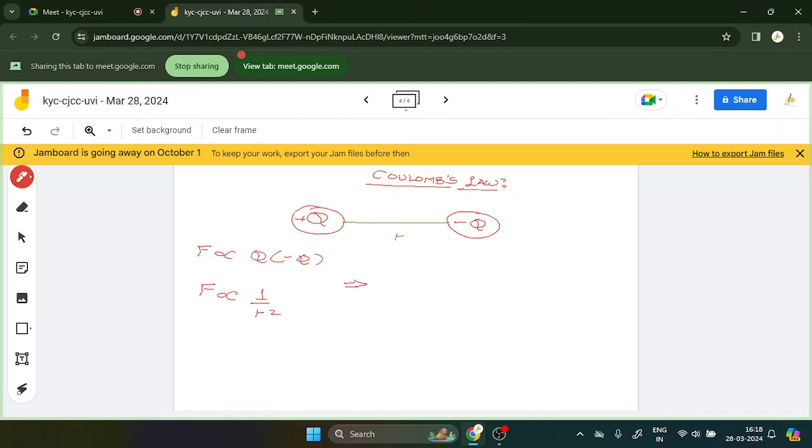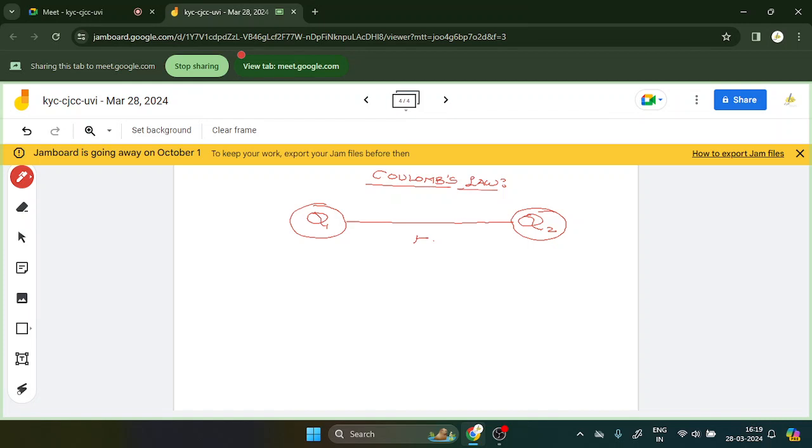Now you will combine both of these, so we will have this result, Q into minus Q upon R square. Or simply you can take Q1 and Q2 as well. It would be better to take Q1 and Q2; this would be much easier. So these are separated by the distance r.